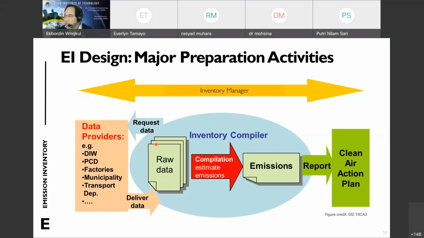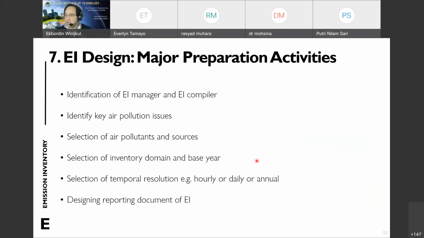And after the emission inventory is developed, the manager looks at how to incorporate this emission inventory into the process of the Clean Air Action Plan. So this is the inventory manager. The inventory compiler is the one who collects the data based on the identified data providers, and compiles the raw data in terms of the activity data and emission factors, and estimates the emission. Okay, so those are the two key roles: the emission manager and the emission compiler.